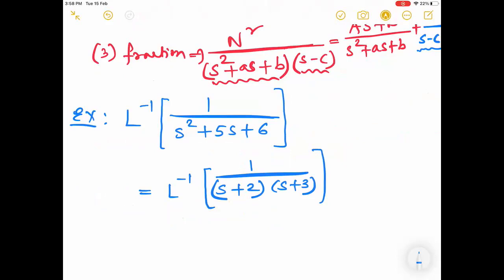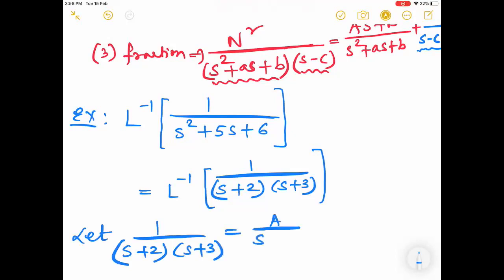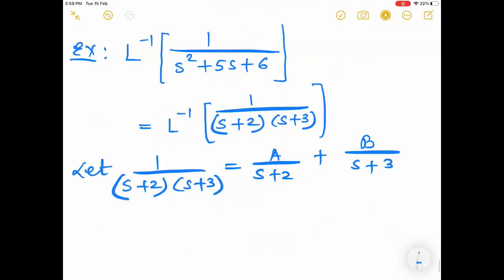Now together we cannot solve as the inverse transform, but if we separate them part wise, then we can solve. So what you can write is, let 1 upon s plus 2 into s plus 3 is equal to A upon s plus 2 plus B upon s plus 3. Correct? Are you getting? This is a fraction form. First one, what we have written is non-repeated linear factors. So two factors are there. Degree of the denominator is 2, and therefore two unknowns we are finding, capital A and B.